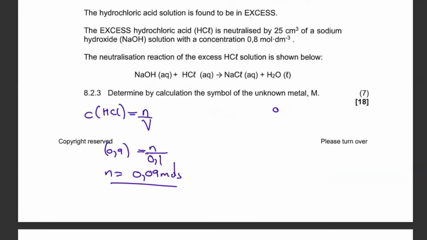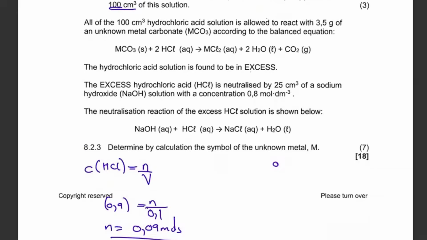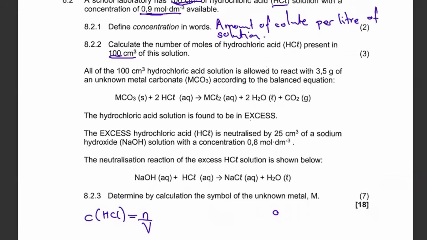In the next part, under 8.2.2, it reads, all of the 100 cubic centimeter hydrochloric acid solution is allowed to react with 3.5 grams of an unknown metal carbonate. So this M is the one that is unknown. So it's a metal carbonate according to the balanced equation, right? So this is the balanced equation that we have there. Then it says the hydrochloric acid solution is found to be in excess. So there is more of it.